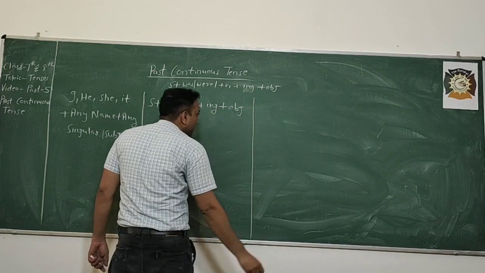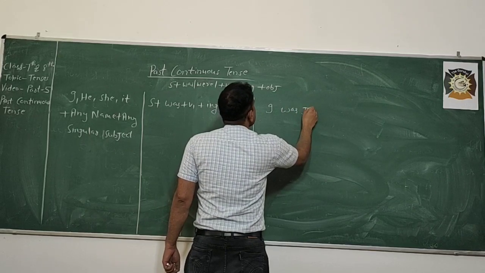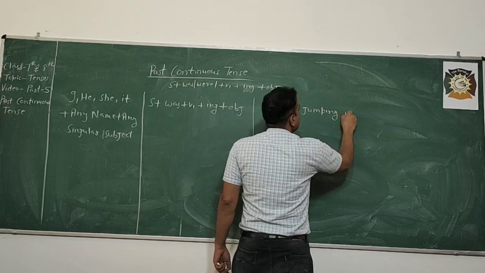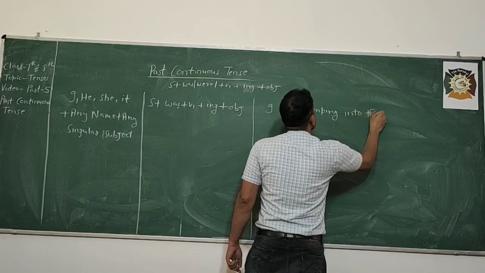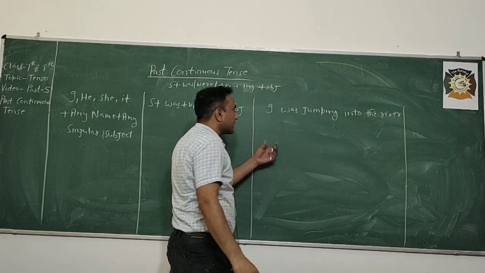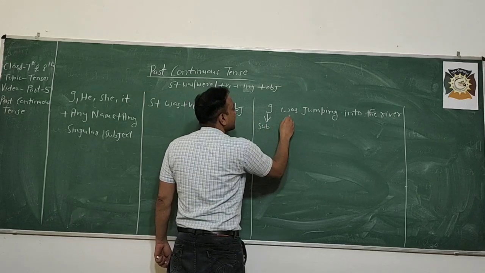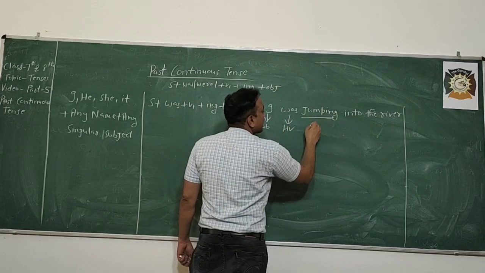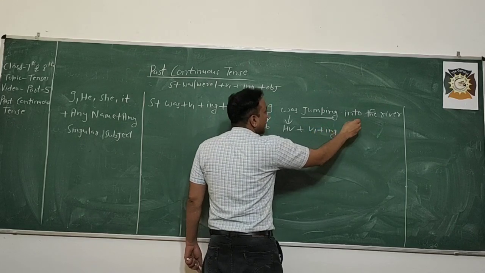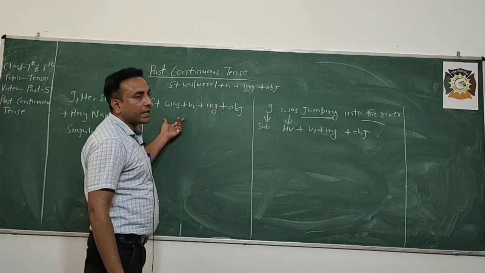How to frame the sentence? I was jumping into the river. This is a simple sentence. This is the subject, this is the helping verb, jump is the first form, so plus v1 plus ing, and the river is the object. And what's the formula for negative sentences?